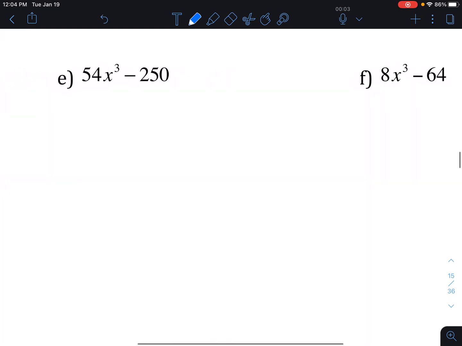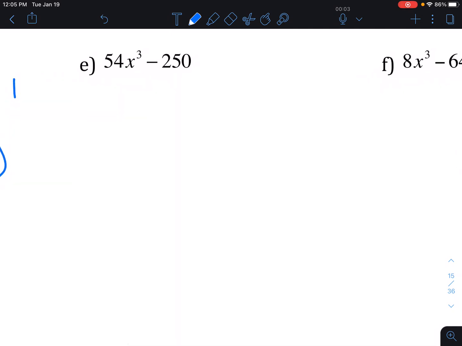Letter E, they throw a curveball at you. 54 and 250 are not cubes. They're not on our list above, but this is factoring, and we should always be on the lookout no matter what to see if we have a GCF first, which we do here. I know a common factor that can go into those is 2, because they're both even numbers. Then divide by 2 to have 27x to the third minus 125 after dividing by 2. So this 2, you can cross it off. It does not have an x with it. Not really needed. Or keep, actually, no, let's keep it there.